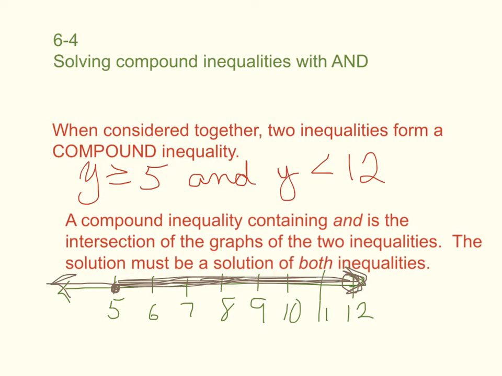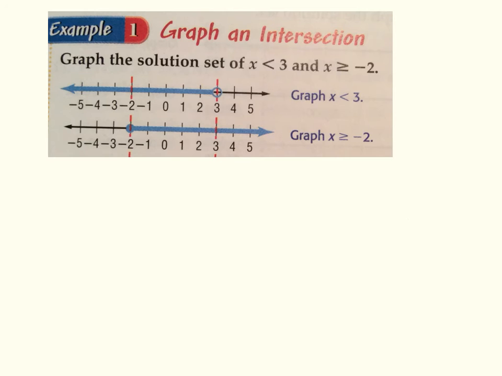So, basically what we're looking at is the solution set is going to be this part of the graph, because that's the place where both of these things are true. So let's just take a look at some examples, and maybe this will make a little bit more sense when we look at the examples.